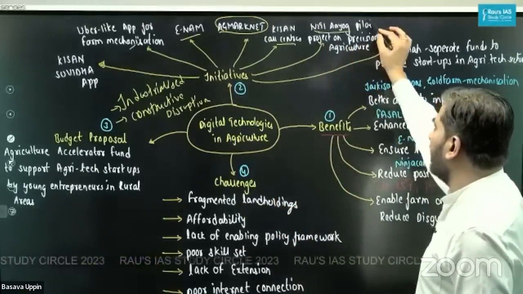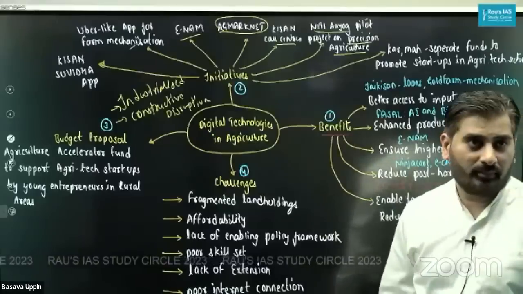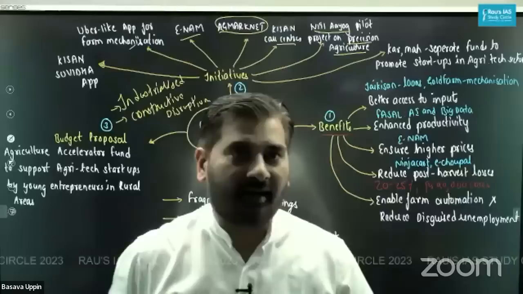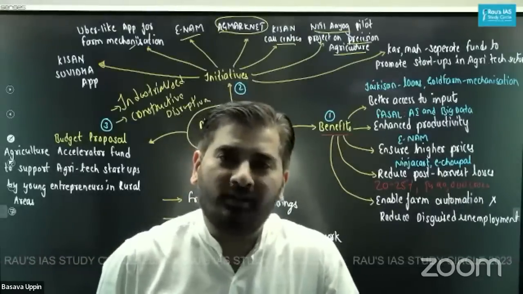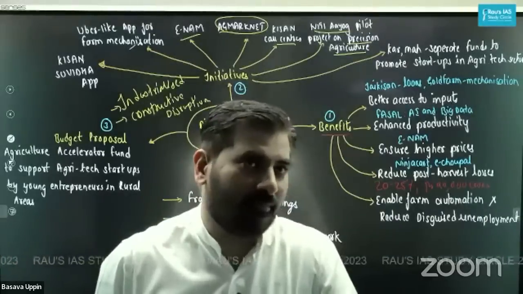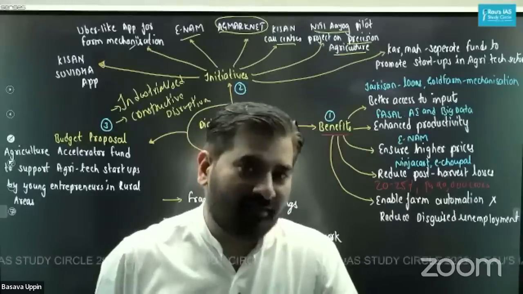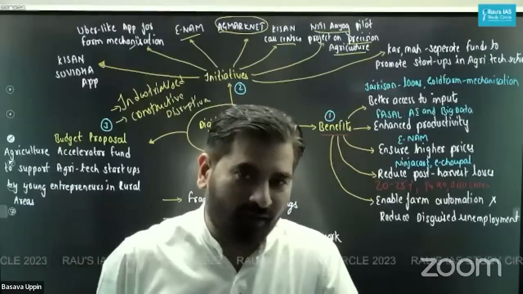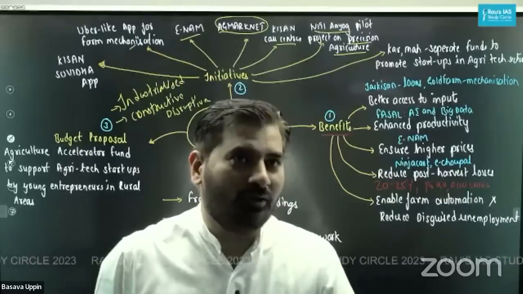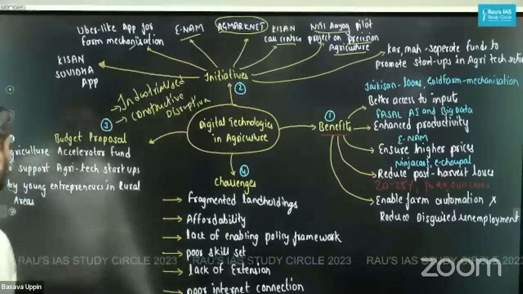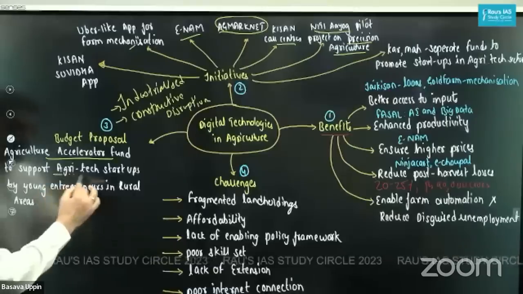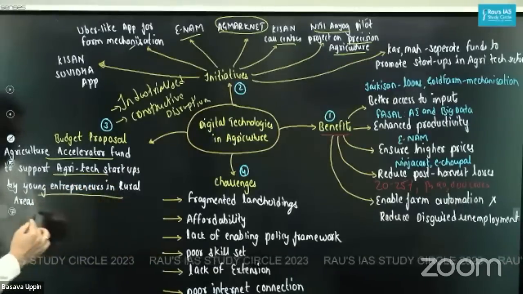Then Niti Aayog has started a pilot project on precision agriculture. And look at some states in India, such as Karnataka as well as Maharashtra. They have gone one step forward and set up separate funds to promote startups in the agri-tech sector. So can I say, when state governments have set up their own funds to promote agri-tech startups, why should the central government lag behind, right? So taking a cue, the central government has now decided to set up a new fund called the Agriculture Accelerator Fund. Through this fund, we are going to support agri-tech startups by young entrepreneurs in rural areas.